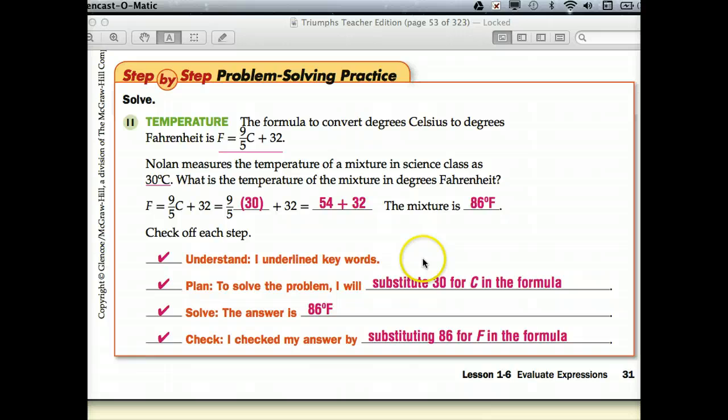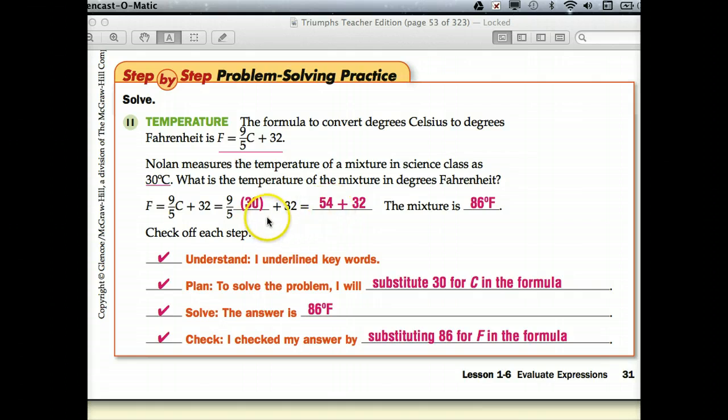So how did you do on that one? I underlined the keywords, this formula that they're giving us, and the fact that it measures the temperature of a mixture in science class as 30 degrees. So that's extremely important. So we're going to substitute in 30 degrees for our C, and then we begin to do the math. Now, remember, whenever you're multiplying a whole number by a fraction, you can go 30 times 9 divided by 5. That's where they got the 54.